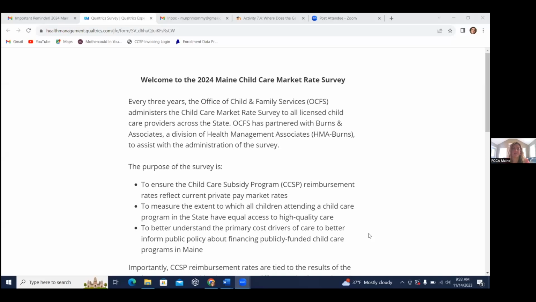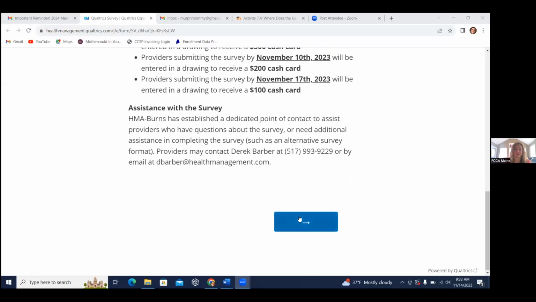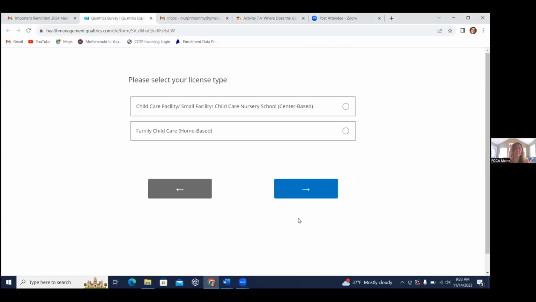Great. So now what I can do is go in and we can do a center one. I'm just going to switch out of that so I can go back. Okay, I'm going to start screen sharing again. So you access the market rate from your survey. As you can see, it has the same beginning. And now for this license type, we are going to select a childcare facility or childcare nursery school, center-based.